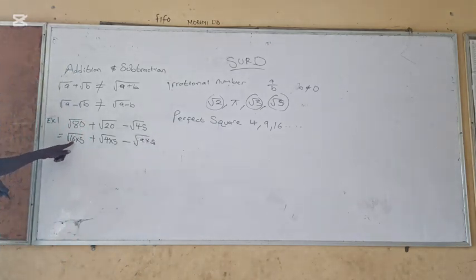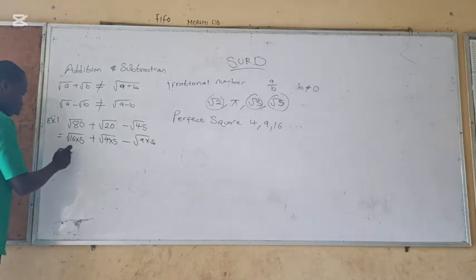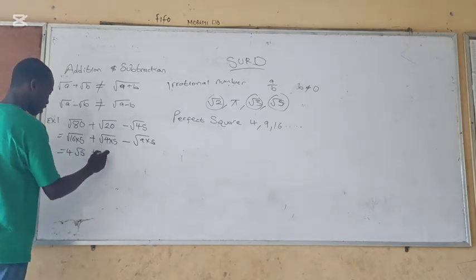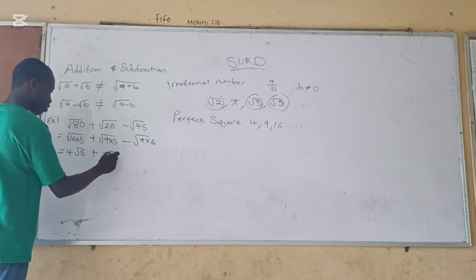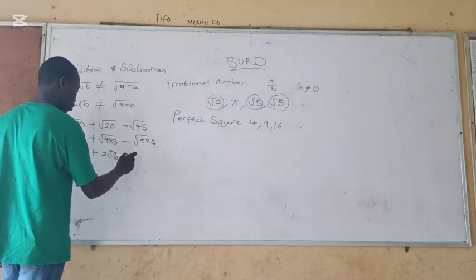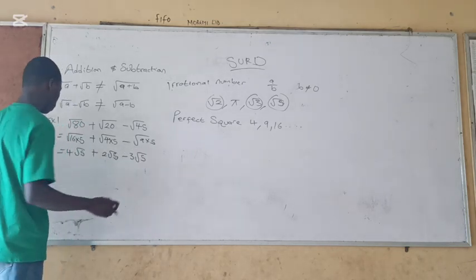Now, what is the root of 16? The root of 16 is 4, so you are left with root 5. Plus the root of 4, which is 2, so you are left with root 5. And here the root of 9 is 3, so we have minus 3 root 5.